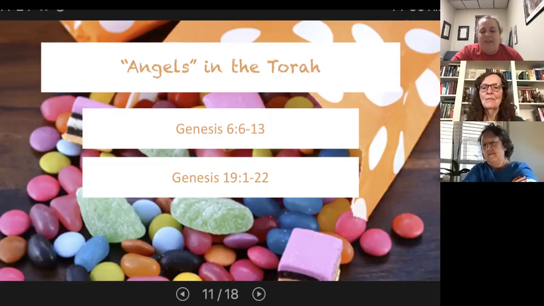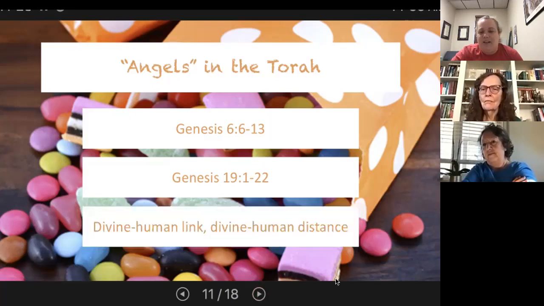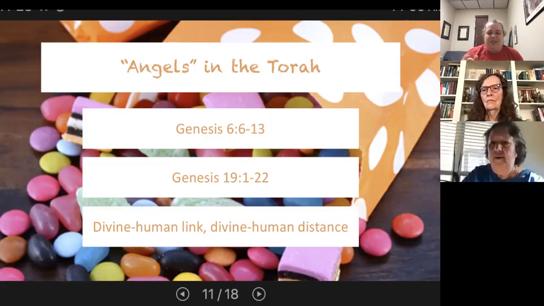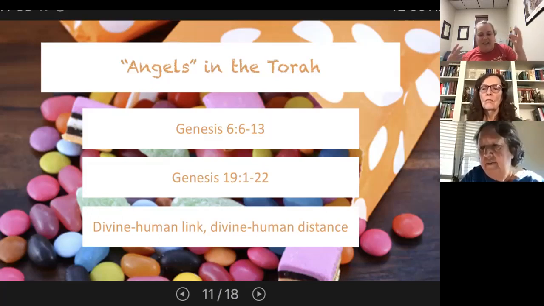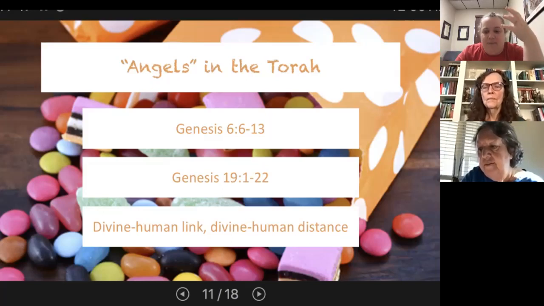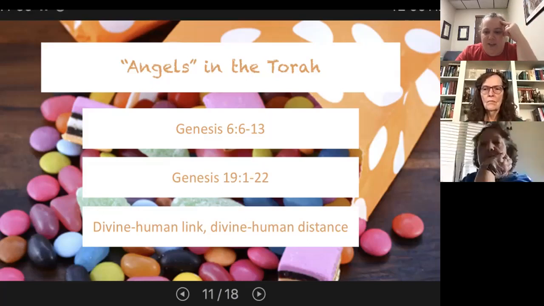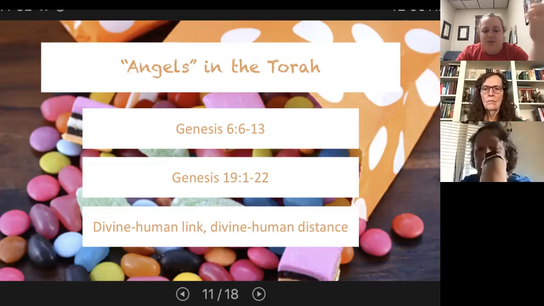So within the Torah, like I said before, there's definitely this sense that an angel is a link between God and humanity, but also maybe to keep that distance that is necessary to maintain the holiness of God, the otherness of God. The messenger, the angel, brings the divine message and is given permission by God to share it with humans. But then sometimes speaks directly for God.